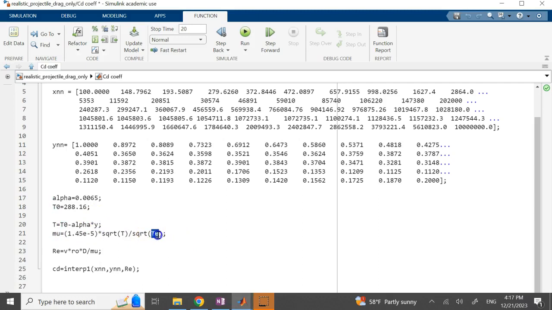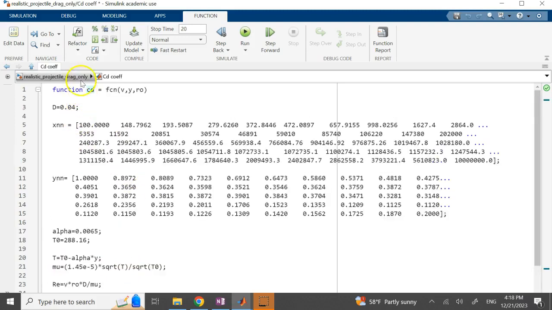This is mu naught and this is t naught. I use this square root function to calculate mu. Now I get v from input, and rho is calculated in another function, which I show you, times d over this mu that I calculated inside here. That gives me a Reynolds number. I pass it to the function interpolation 1, and with all the data I get from that graph, I can calculate CD and send it out.